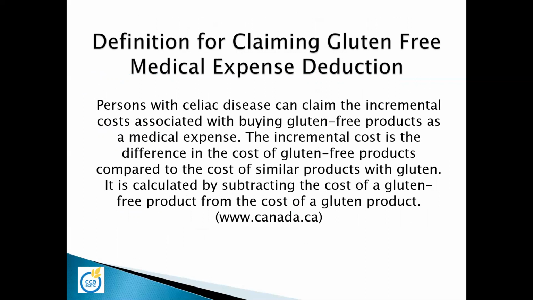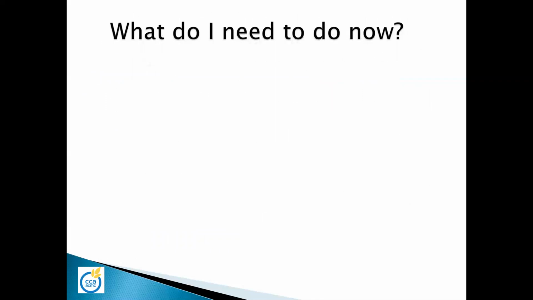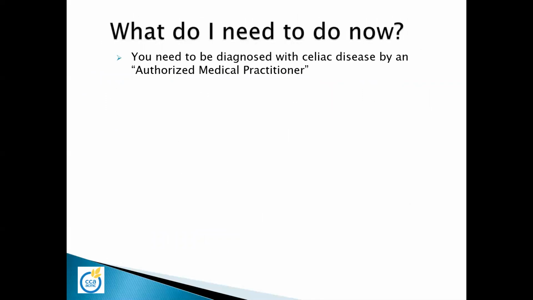What is the definition for claiming gluten-free medical expenses? People with celiac disease can claim the incremental costs associated with buying gluten-free products as a medical expense. This incremental cost is the difference in cost of the gluten-free product compared to the cost of a similar product that contains gluten. So you subtract the cost of the gluten-free product from the cost of the gluten product, and the difference is the incremental cost. So what do you need to do?